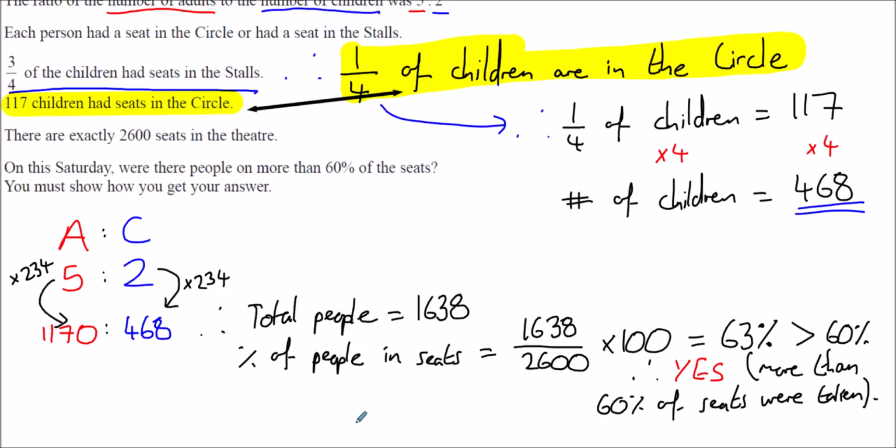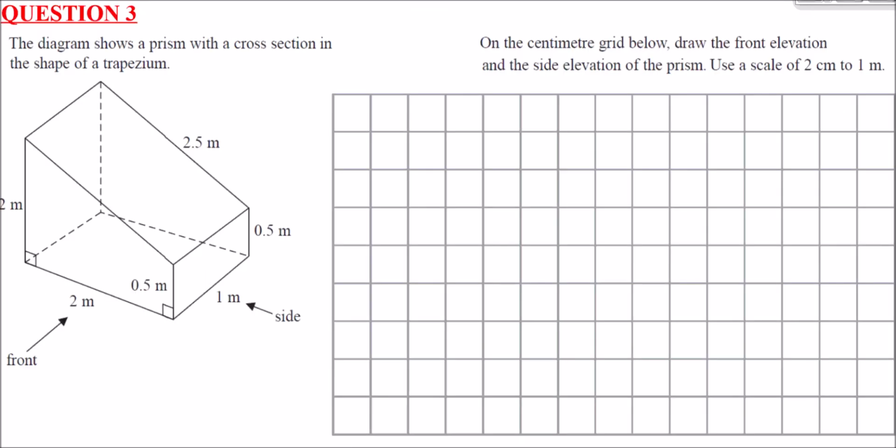So let's have a look at the next one. For question 3, we've got a 3D shape, a prism with a cross-section in the shape of a trapezium like so. So the front of it and the back are trapezoidal. So the cross-section is a trapezium like it says. On this centimetre grid below, so each square is 1 centimetre, draw the front elevation and the side elevation of the prism. Use a scale of 2 centimetres to 1 metre.